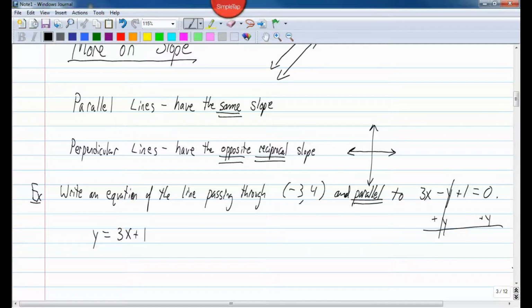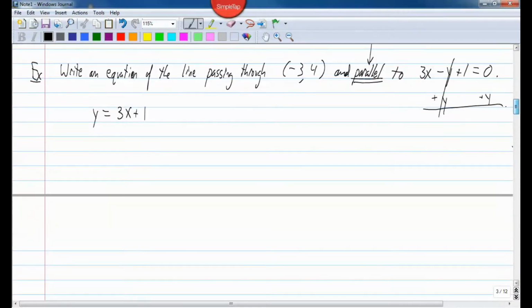Alright, now that's not the answer to my problem. That's just the equation that was given in slope-intercept form. Now, I wanted to find the equation of the line in slope-intercept form so that I could figure out the slope of my new line. Now, parallel. Both lines are parallel to each other. So what that means is they have the same slope. So what's the slope of this line? The number in front of x, right? Because this is in slope-intercept now. So the slope of my line that I have here and the slope of my new line are both 3.